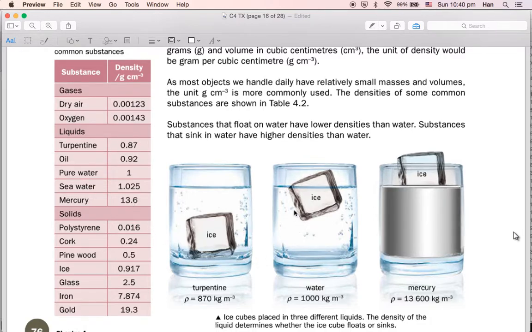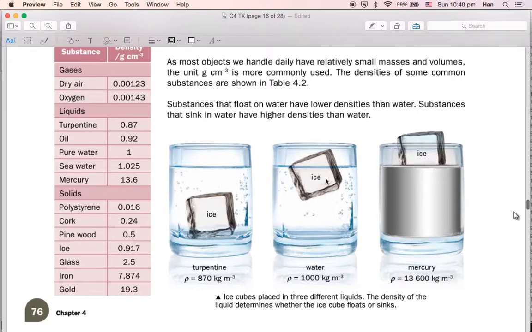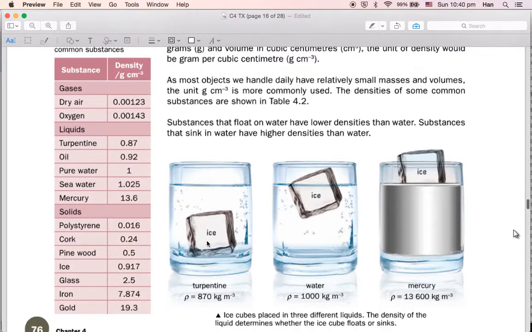We know that most of the time ice floats on the liquids that we drink, whether it be Coke or water. Water has a density of 1000 kilogram per meter cubed, and ice is slightly lower than that. You can see ice is about 0.917, so about 917 kilogram per meter cubed. So it's slightly less dense than water, which is why it's able to float.